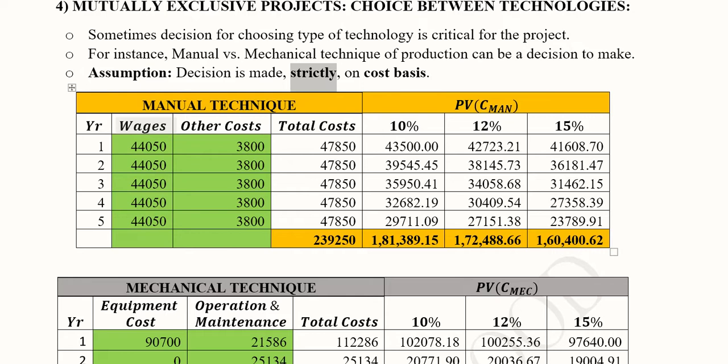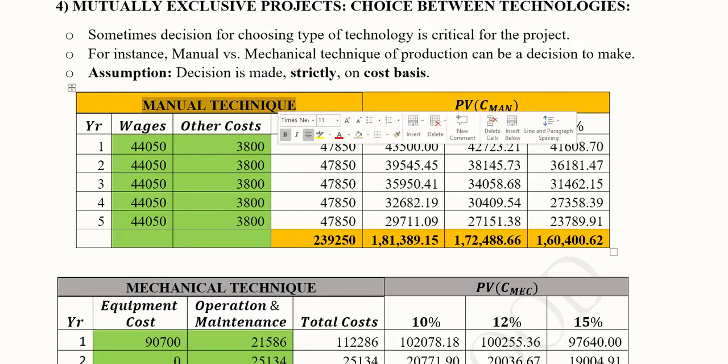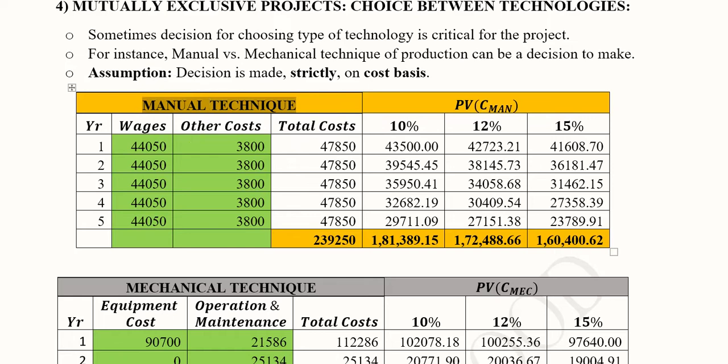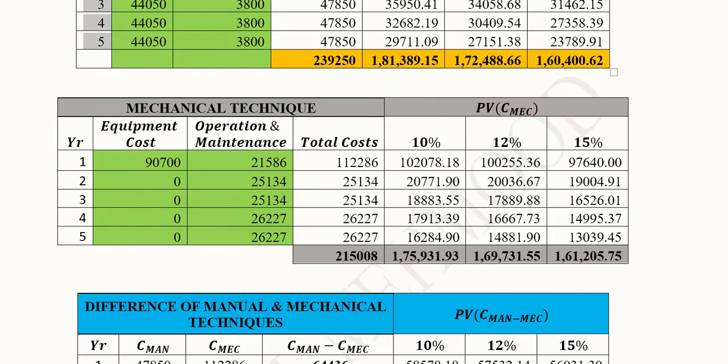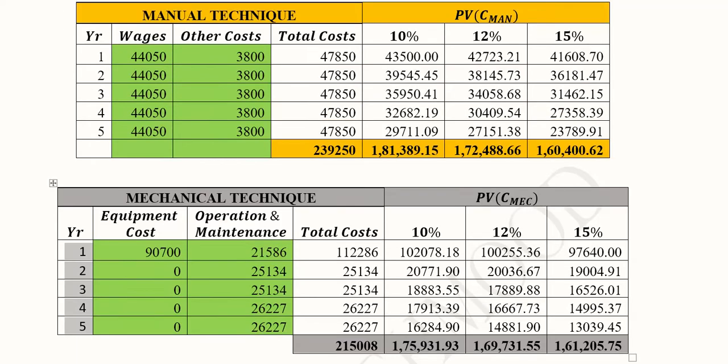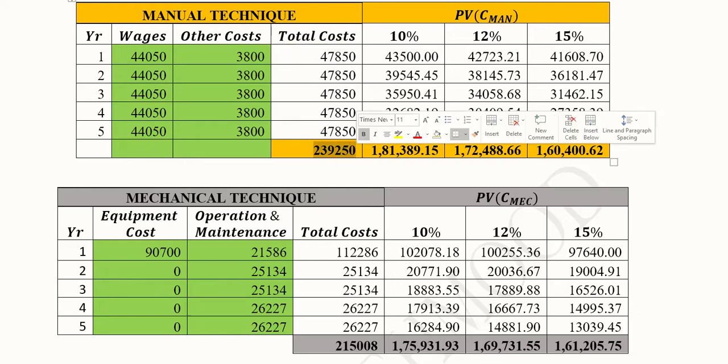So here we have an example of a project. We have basically two streams. One is for the manual technique, other is for the mechanical technique. And we have 5 years here and again 5 years here. We have wages, other costs, and then definitely the total costs. So this column is the sum of this column and this column. So we have the total cost column, the sum of which will be equal to this.